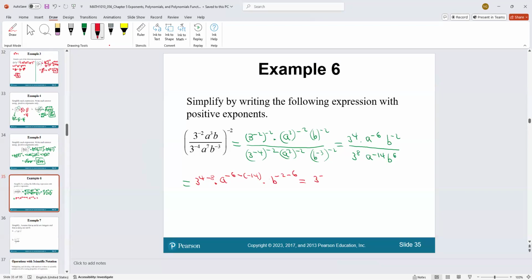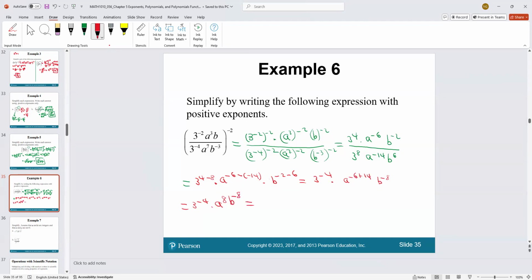3 power negative 4, because 4 minus 8 is negative 4, times a power negative 6 plus 14, b power negative 8. We end up with 3 power negative 4 times a power 8, and then we have b power negative 8.